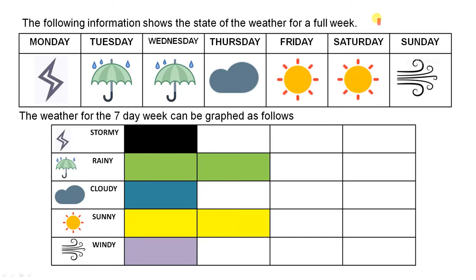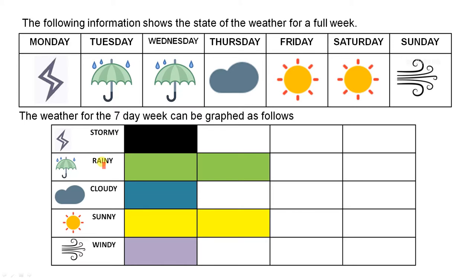The following information shows the state of the weather for a full week. So on Monday it was stormy, Tuesday and Wednesday it was raining, Thursday was cloudy, Friday and Saturday were sunny, and Sunday was windy. So the weather for the 7-day week can be graphed as follows.